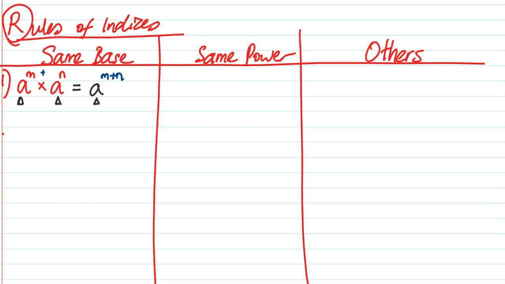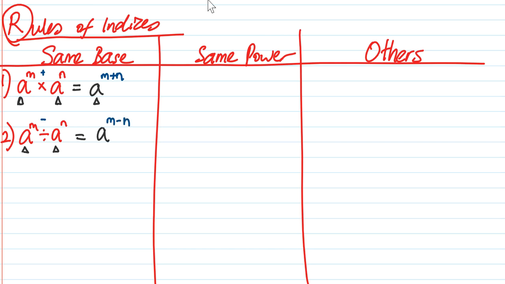So in the second rule, we have a to power m divided by a to power n. And what will you get? Okay, first you note that it's the same base. Let me just put a triangle here. And the powers are different. And we have a divide sign. So if it's divide, we remember it's minus. So what we'll get is a to the power m minus n. Oh, maybe I should use the same color over here so that we can remember minus n.